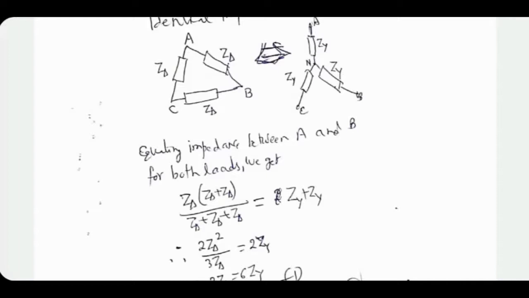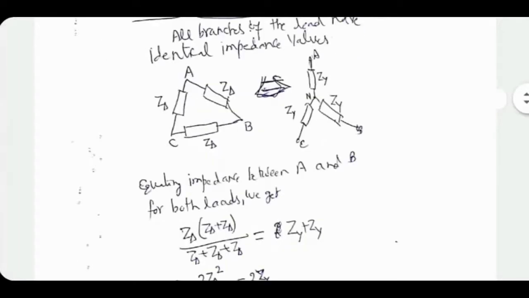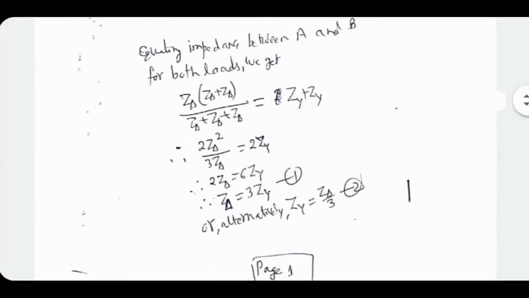Equate the two. This gives you a very simple formula to figure out ZY from Z delta or the other way around. The formula that you get is 2Z delta square divided by 3Z delta equal to 2ZY. So this gives you 2Z delta equal to 6ZY, which gives you Z delta equal to 3ZY. That means ZY is Z delta by 3.